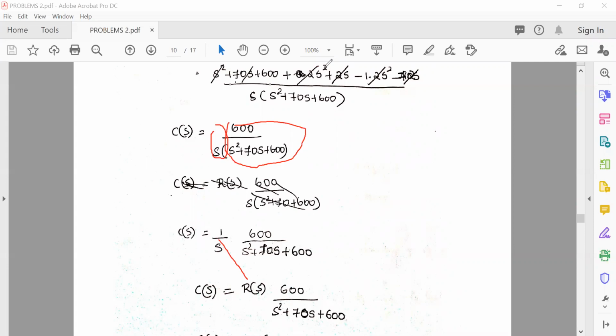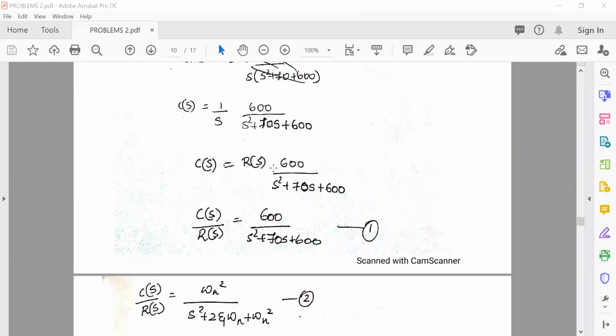What is the transfer function then? It is C of S by R of S. This part will be the transfer function. This is going to be the transfer function for us. That is what we have represented here. Now, comparing these two, if you remember, this was the transfer function for a second order system.